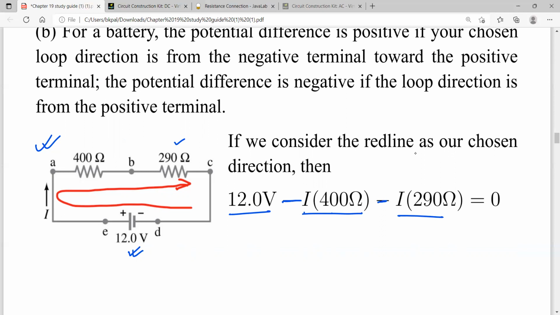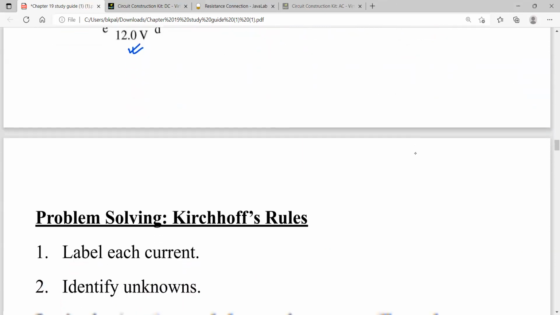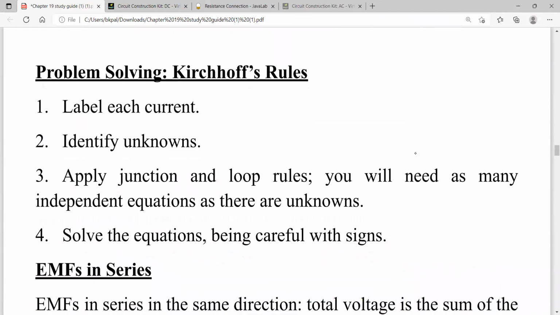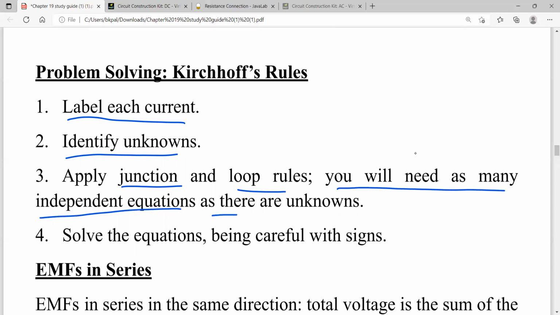Okay, now how to solve a problem. When you solve a problem using Kirchhoff's law, you have to remember these 4 steps. First, you have to label each current, identify the unknowns, and then apply the junction and loop rules. The important thing is you will need as many independent equations as there are unknowns.